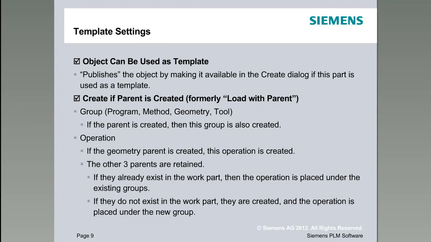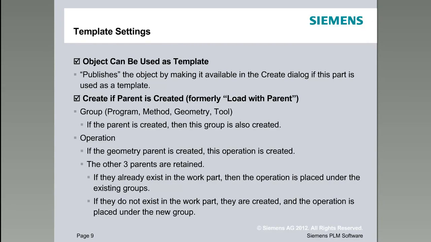This means that if somebody uses this part as a template, this object is going to show up in the create dialog. That's what determines whether this shows up as an icon when I go to create operation or create tool or create geometry or not. That's what the first one does. So that's pretty easy. The second one is a little trickier.